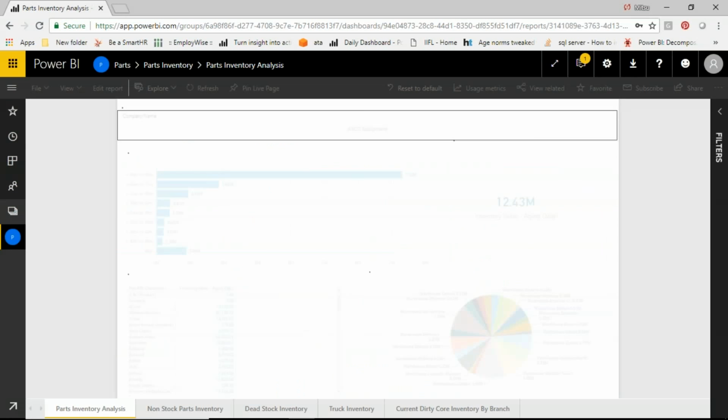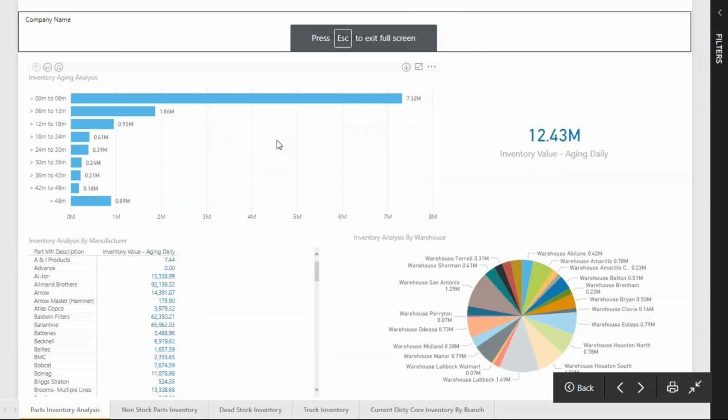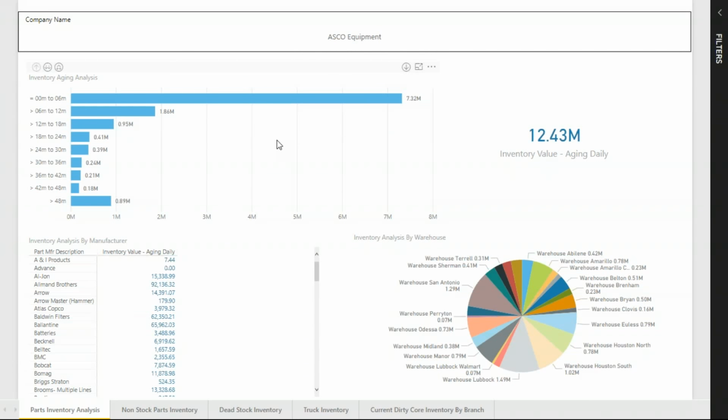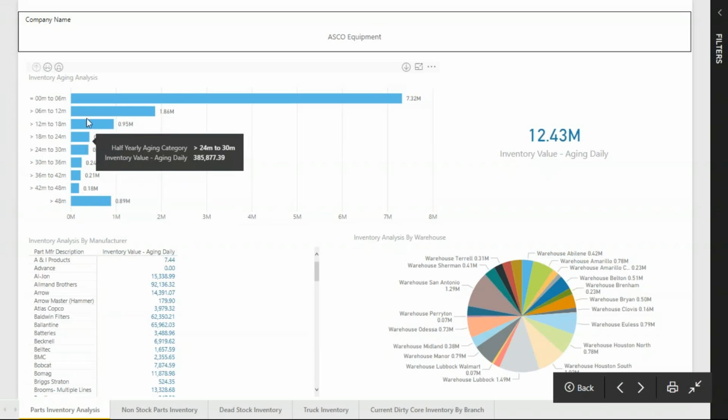On the part side, I'm just going to go on to the report so we can talk about it. This is basically the aging of the parts, everything that's aging and what bucket it typically falls under. So it tells you what's aging beyond 48 months, and what's aging across the remaining buckets.